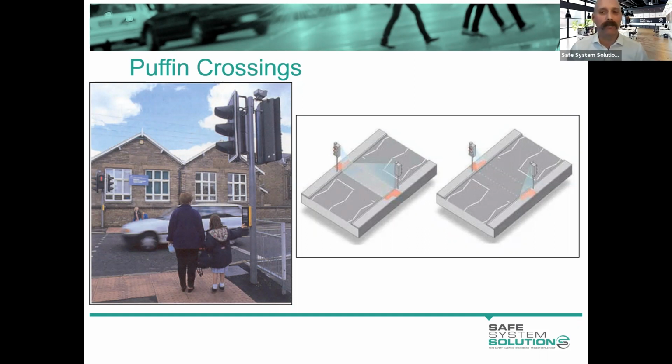And this is basically the technology when you walk up to a house at night and the lights automatically come on. Well, it's the same technology. It just keeps the signals red if there's movement on the crossing still. So it's helping for any slow pedestrians who might still be there. So that's a puffin crossing.